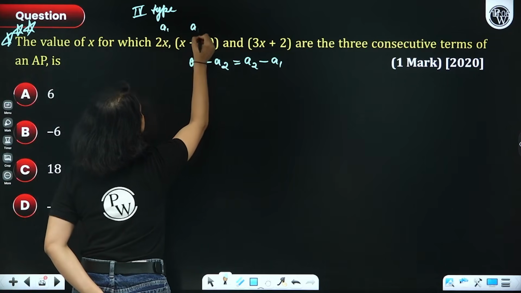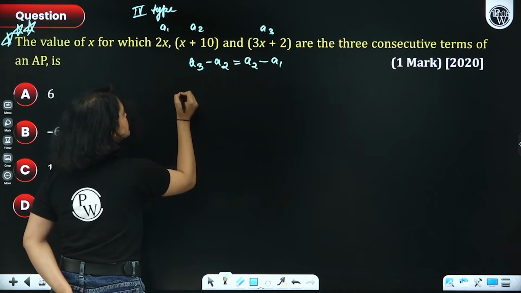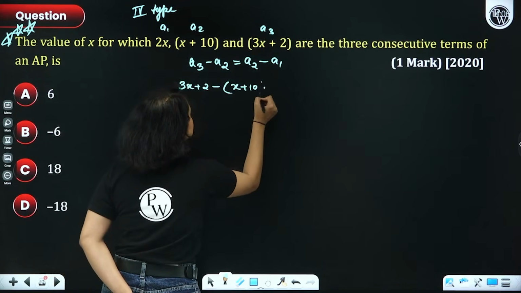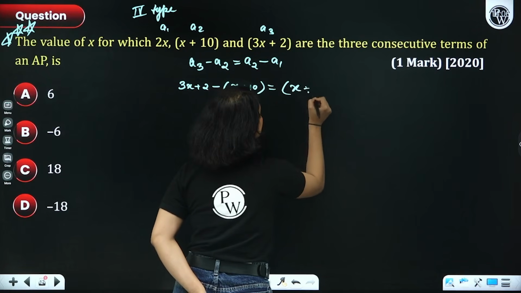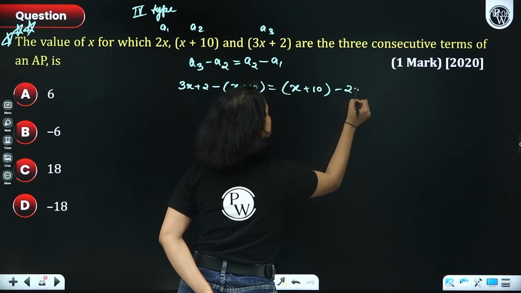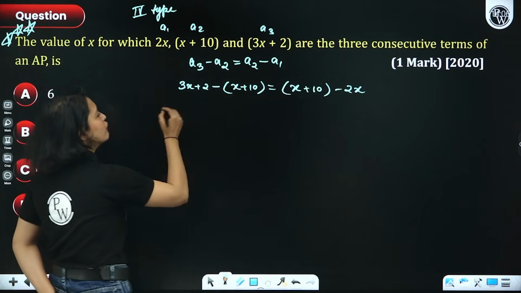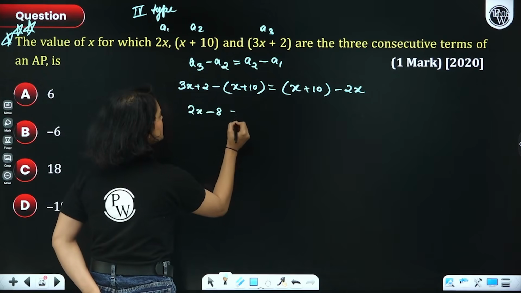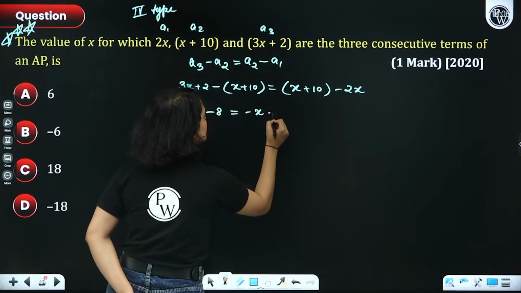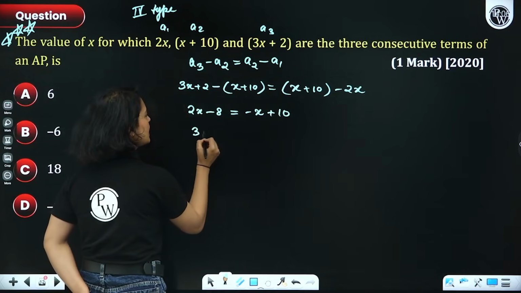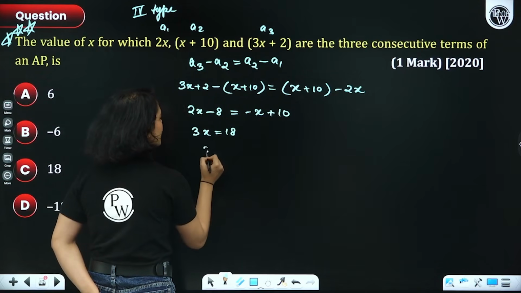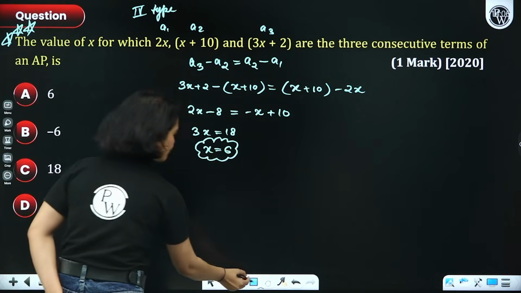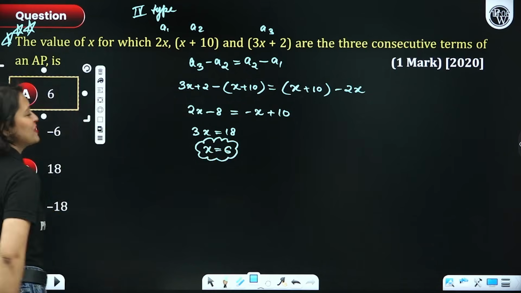This is A1 everyone, this is A2, and this is A3. So A3 is 3x plus 2, minus A2, so minus x plus 10, is equal to x plus 10 minus A1, which is minus of 2x. Now, from here, you can solve this. So, 3x minus x is 2x, plus 2 minus 10 is minus of 8, is equal to minus x plus 10. Okay, so here you get 3x is equal to 18, x is equal to 6. The value of x comes out to be option number A, that is 6.